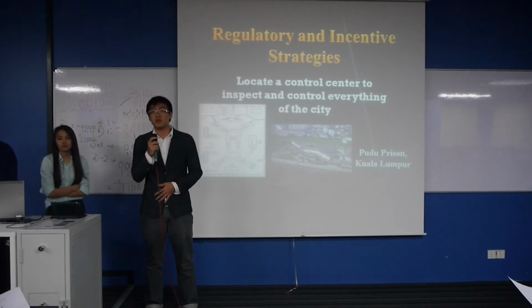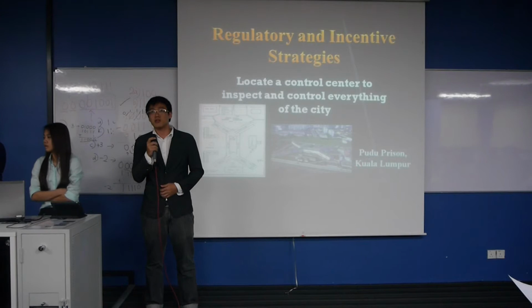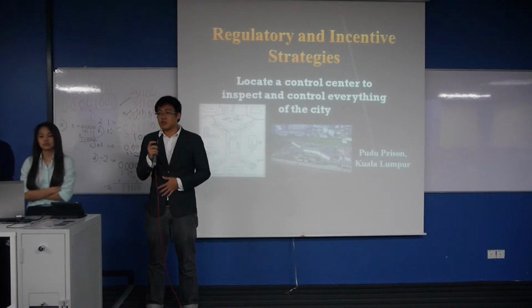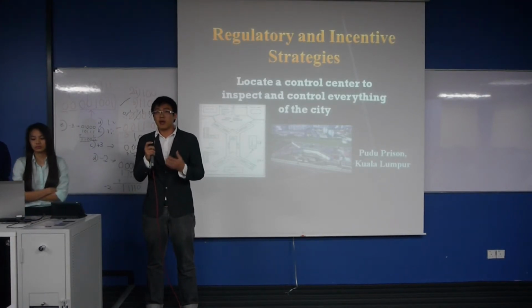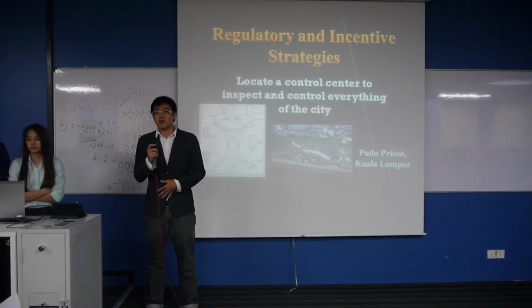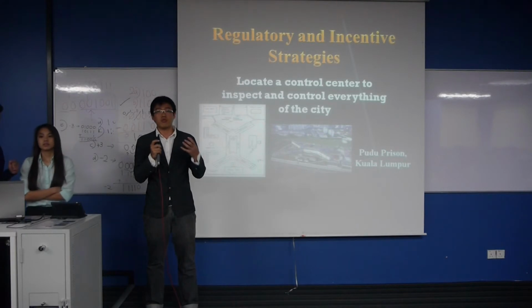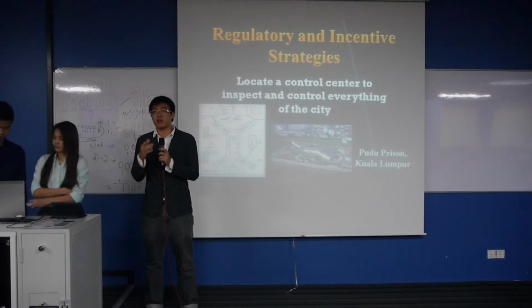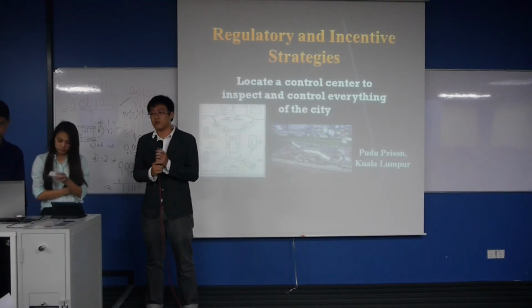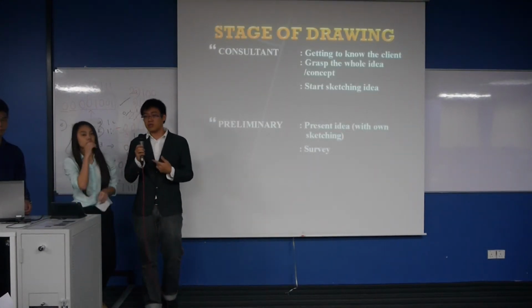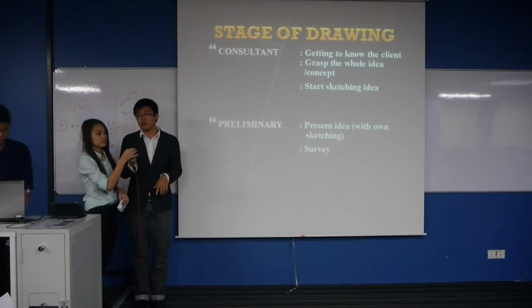The next one is the last one, regulatory and incentive strategies. They're going to build control centers and control everything and inspect the cities. Most probably it is used on jails. They're going to control them, build a center and control everything there. Now I'm going to pass to the other one.